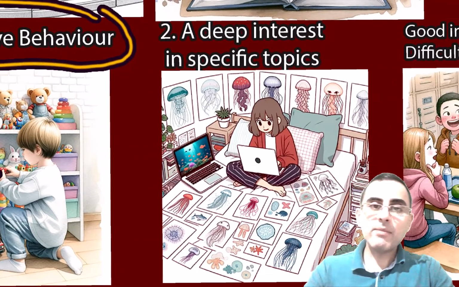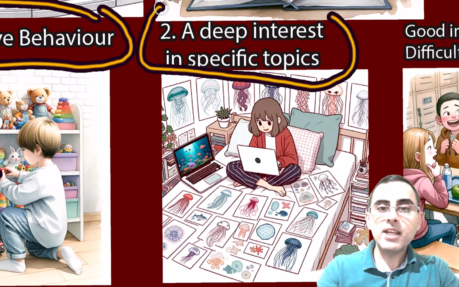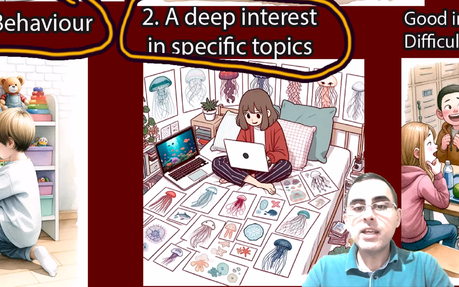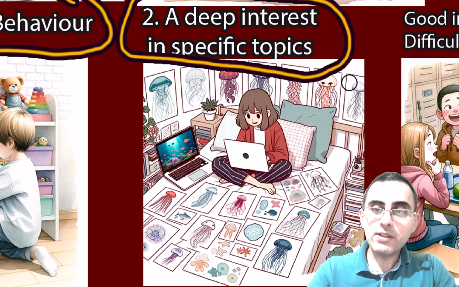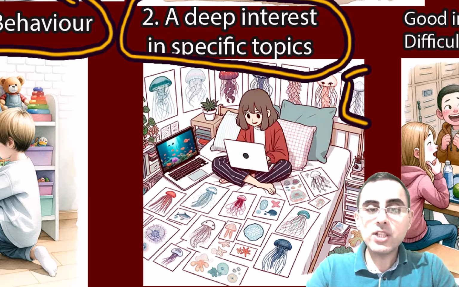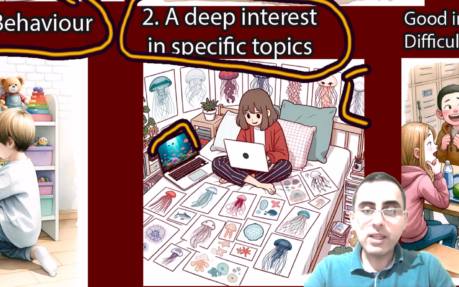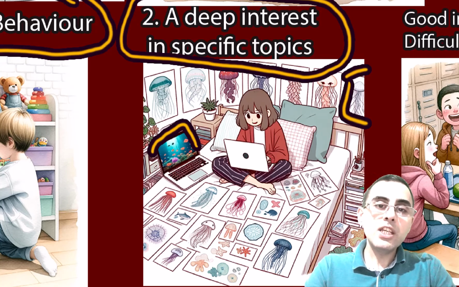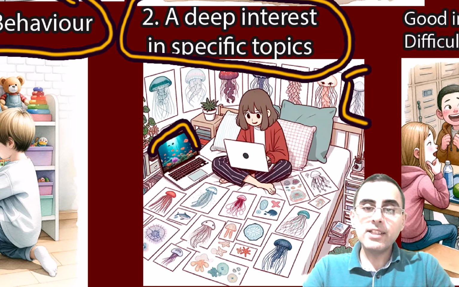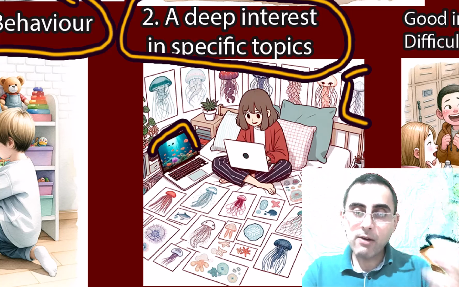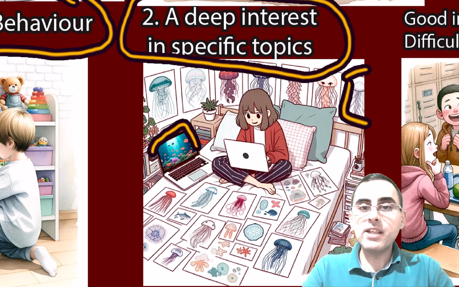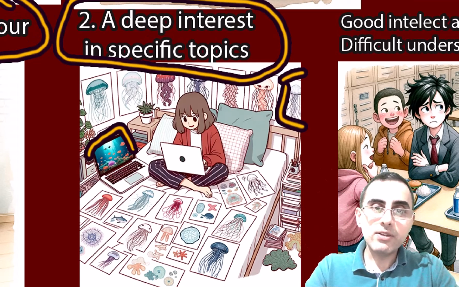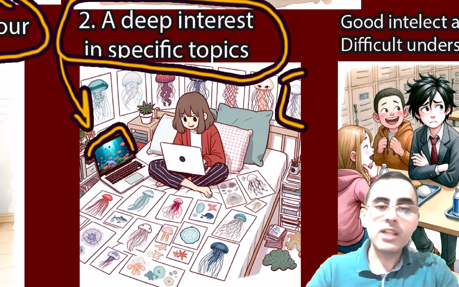Another example and another part of Asperger disorder is deep interest in specific topics. For example, this girl is highly interested in jellyfish, and her room is full of images of jellyfish everywhere. She reads books about jellyfish. She watches documentaries on her laptop about jellyfish. She reads articles about jellyfish. So she is totally surrounded. She is excellent in this topic, but maybe for her everyday conversation is much more difficult than being an expert in her field and in her niche.